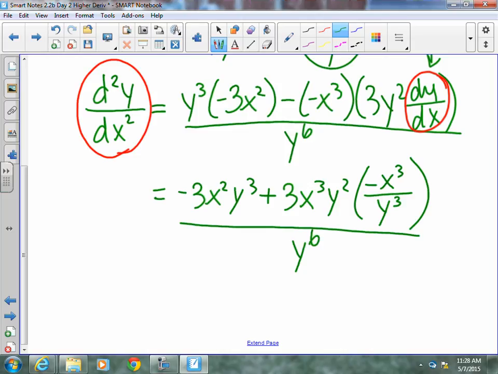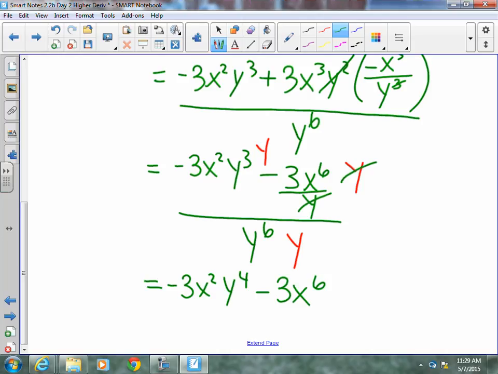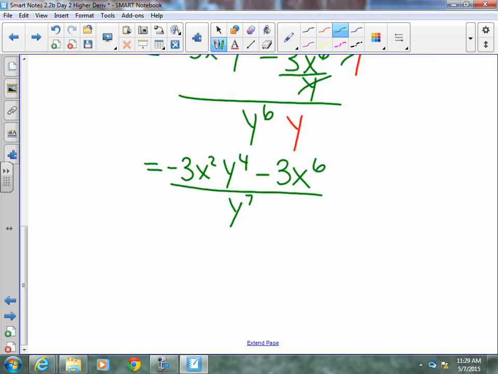Now, from here, we can simplify a little bit to get negative 3x squared y cubed minus, two of these will cancel with one of those, so minus 3x to the 6th divided by y, and in the denominator, y to the 6th. Now, be careful, we can't leave complex fractions, so we need to multiply through by the common denominator of y. When we do that, we will end up with negative 3x squared y to the 4th minus 3x to the 6th, because our y's will cancel in that second term, and in the denominator, y to the 7th.